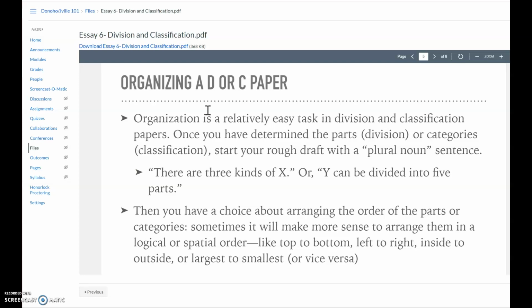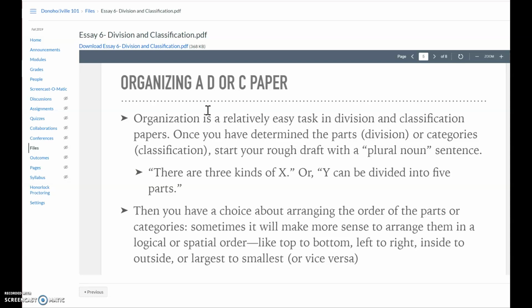You naturally are going to determine the parts or the categories. To start your rough draft, the easiest way is to start with a plural noun sentence. This is going to be very basic as a thesis, but it will help you develop and strengthen your own ideas, and you can always sub out the sentence for something much stronger. So, there are 3 kinds of boyfriends, or sports can be divided into 5 parts, or basketball can be divided into 5 parts.